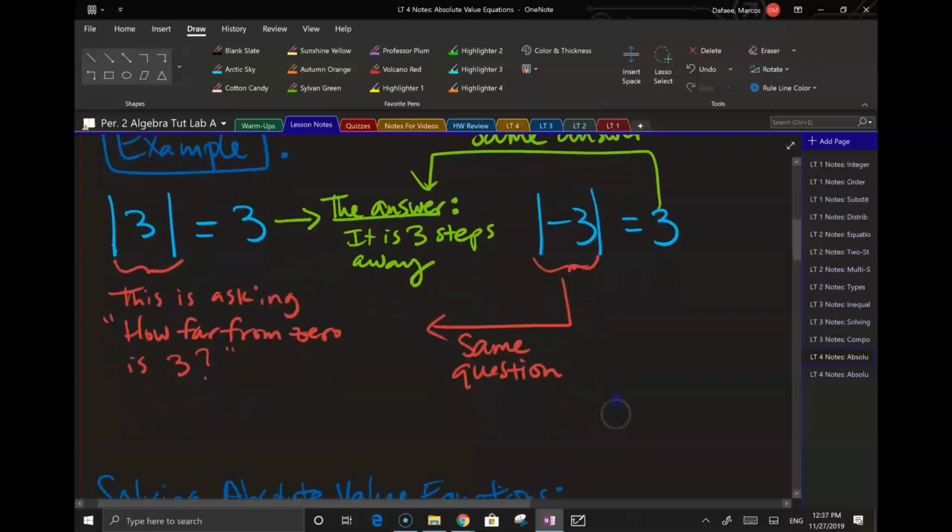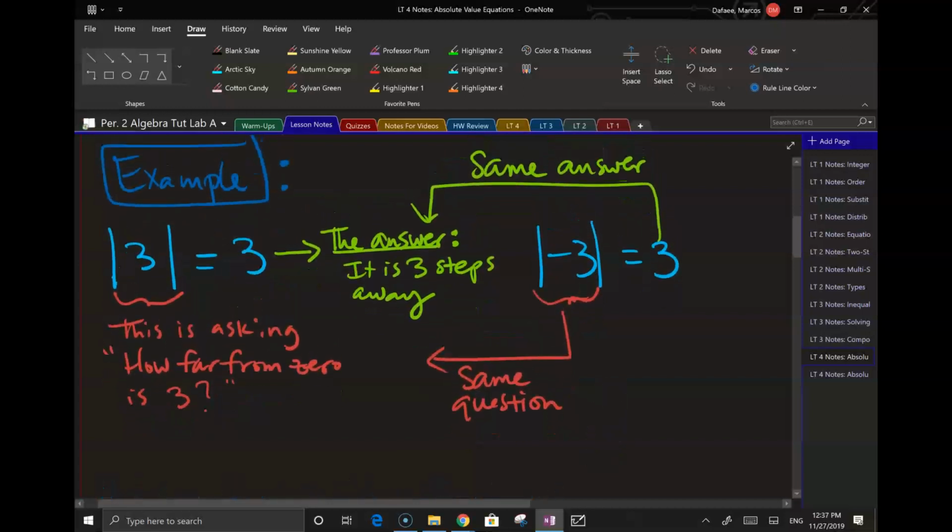Now we can take this concept and extend it to more advanced examples. So let's go ahead and get into that right now.